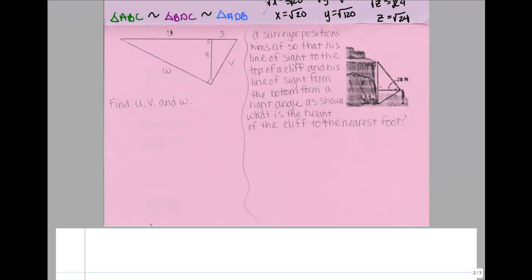Next problem, and again, redraw your 3 triangles. Here's your biggest triangle.